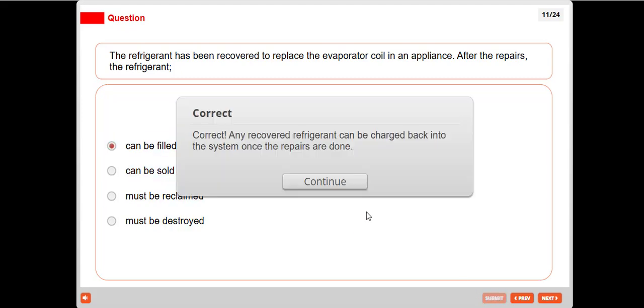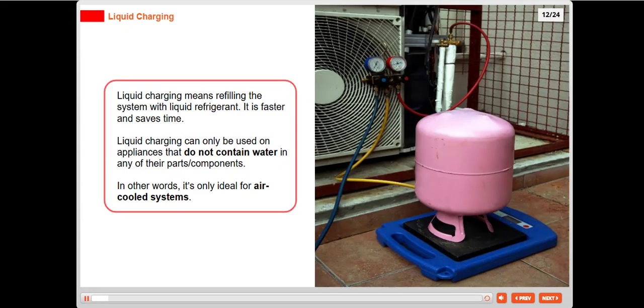Liquid charging means refilling the system with liquid refrigerant. It is faster and saves time. Liquid charging can only be used on appliances that do not contain water in any of their parts or components. In other words, it's only ideal for air-cooled systems.